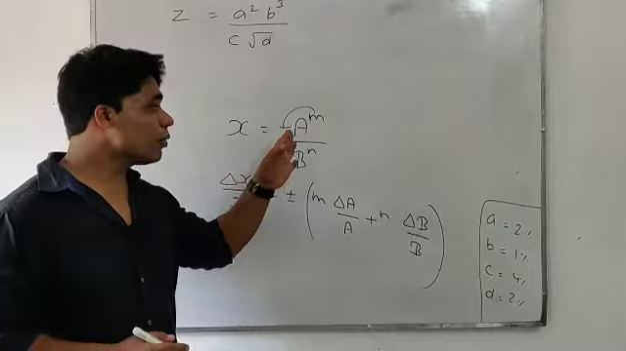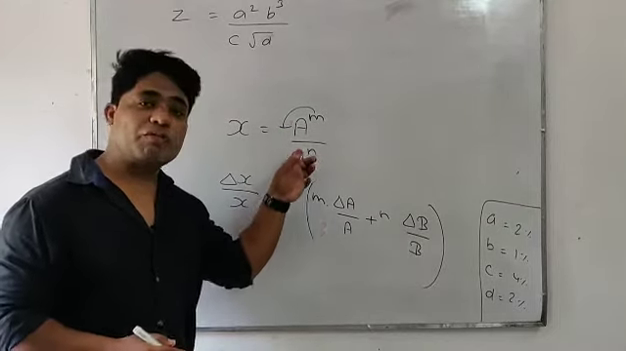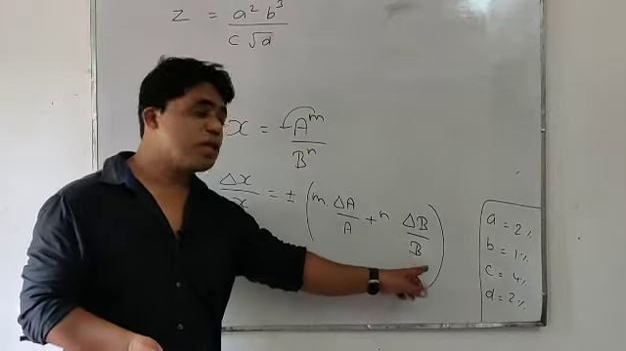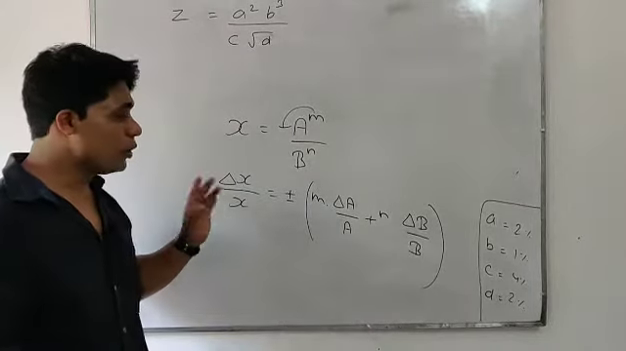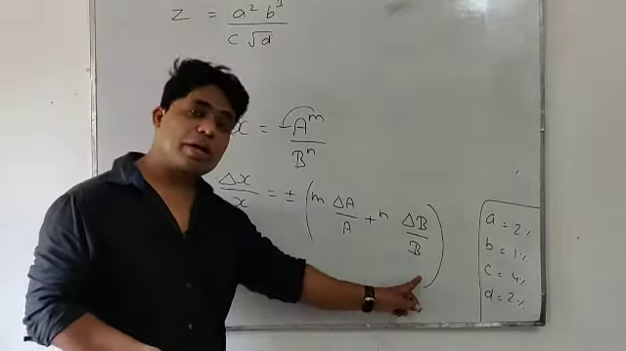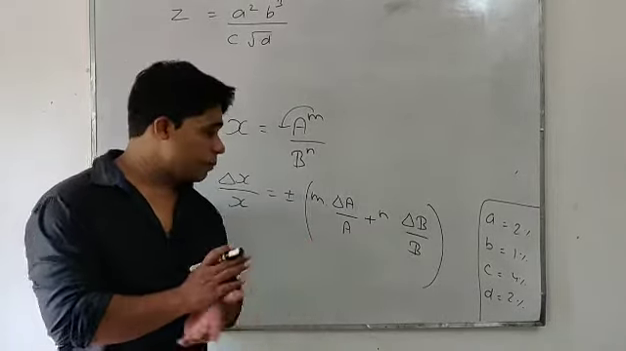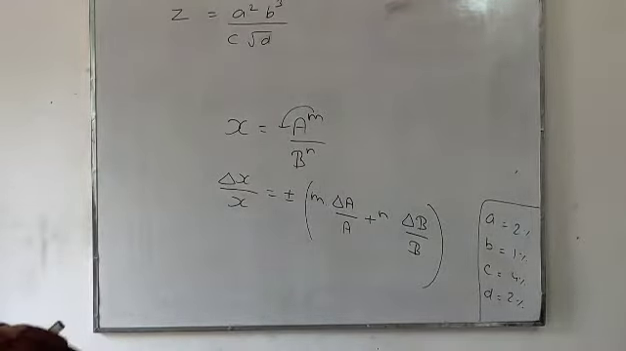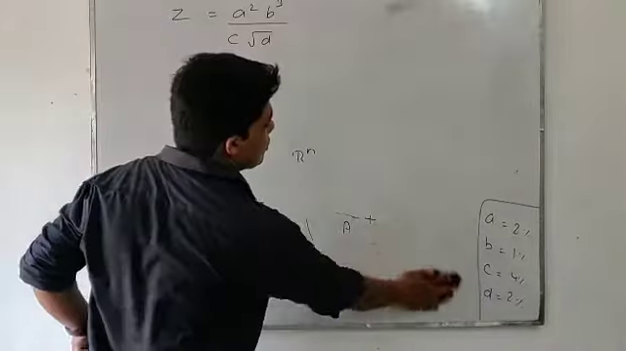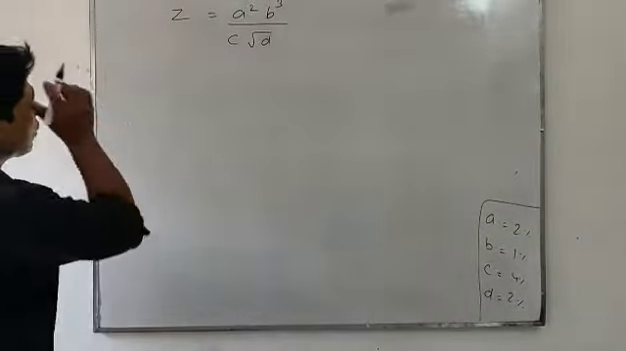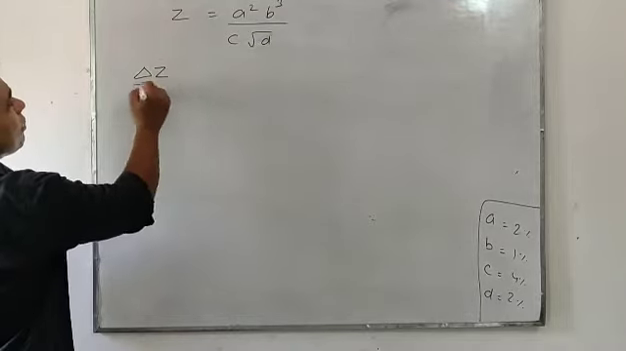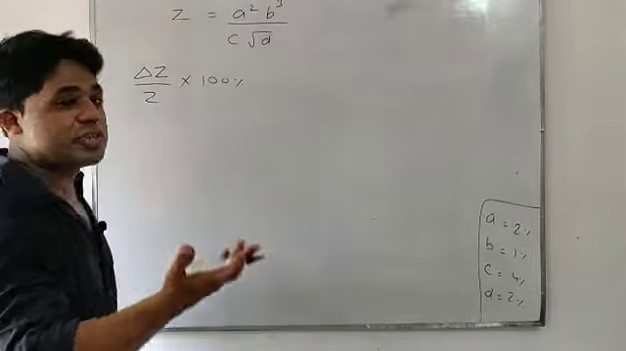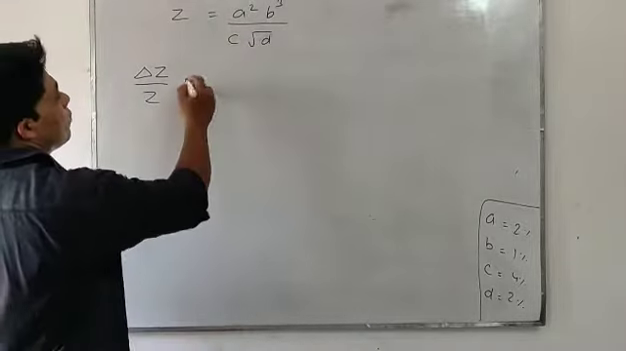When the physical quantities are in division form, the maximum possible error will be the sum of the individual errors found in that physical quantity. Total error will be the sum of the individual errors found in that measurement. So now students, using this formula of absolute error, we'll find the percentage error in Z. So I'm going to convert Z into absolute error, delta Z by Z, and when absolute error is multiplied by 100%, it is converted into percentage error.